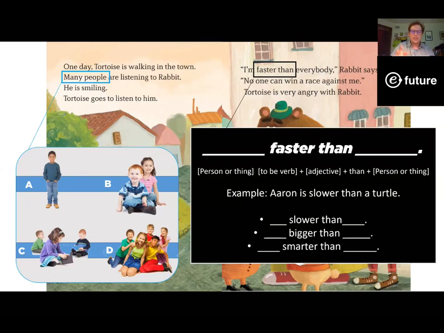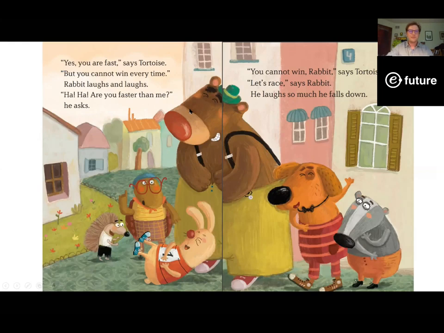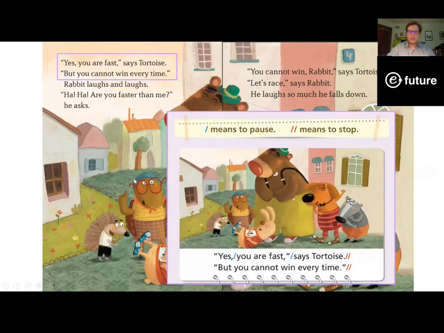Okay? So these are some ways you can start to really look closely at the reading. You can start to practice a little with the fluency. "Yes, you are fast." Now teach them the pauses. This gives them good intonation and rhythm when they're reading. "Yes, you are fast," says Tortoise. Pause. Okay?